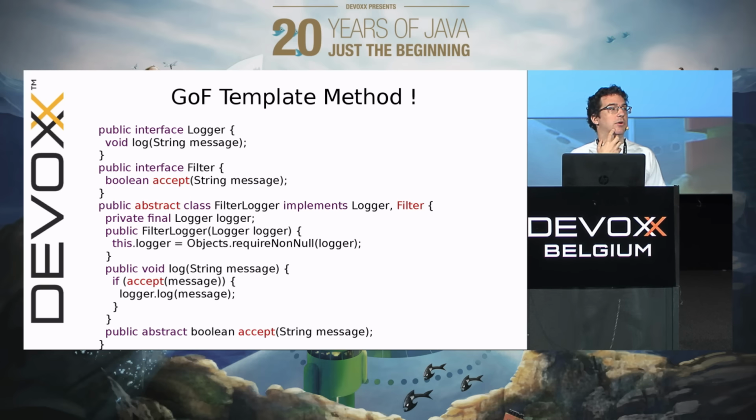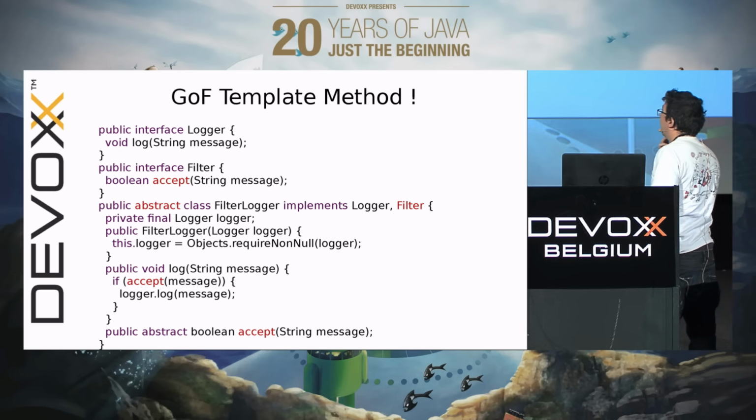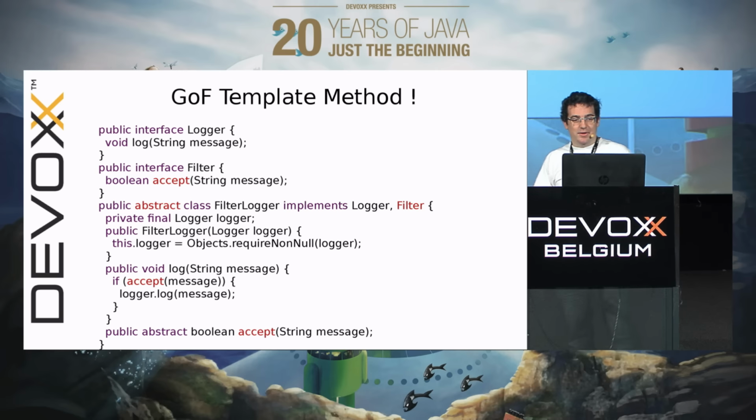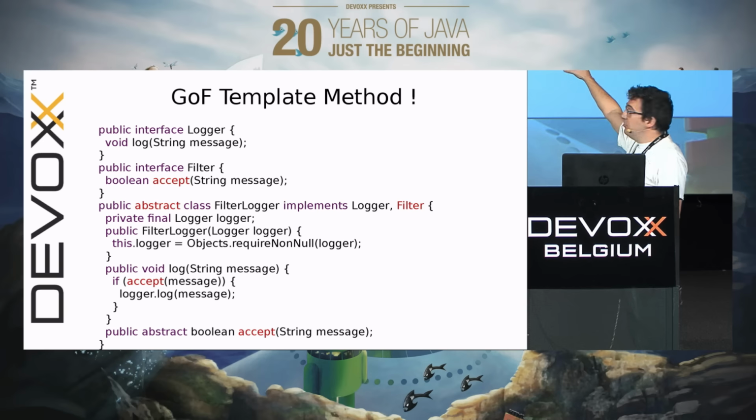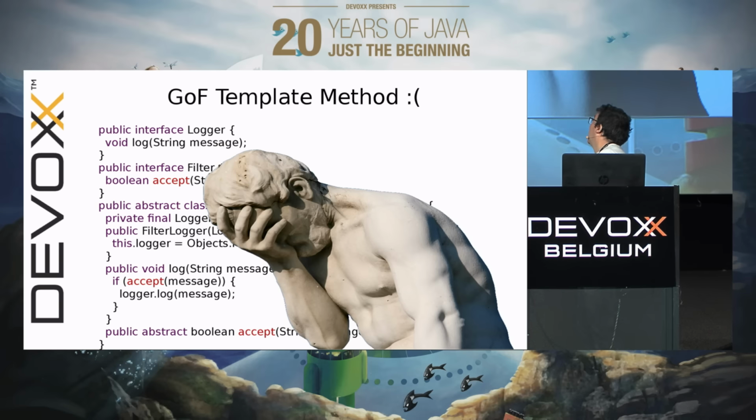Is it something you do? I hope not. I mean, it's really awful. It means that every time I want to accept using a different way of accepting things, I have to create a new subclass for each thing. This is basically using inheritance instead of composition. It's something I should never do.